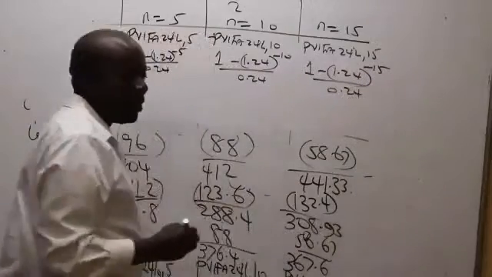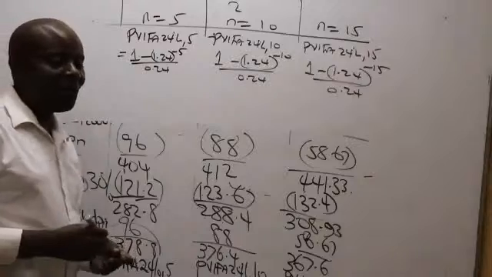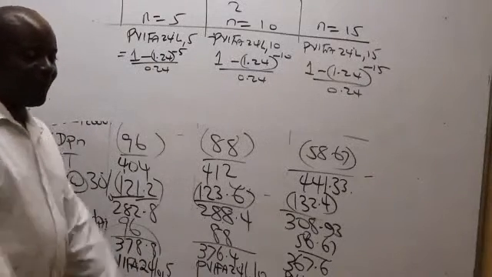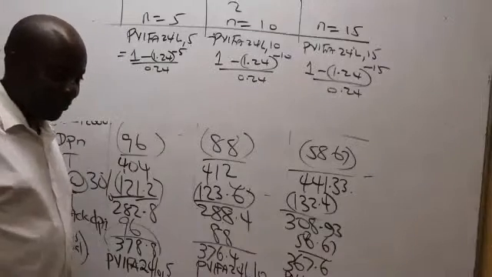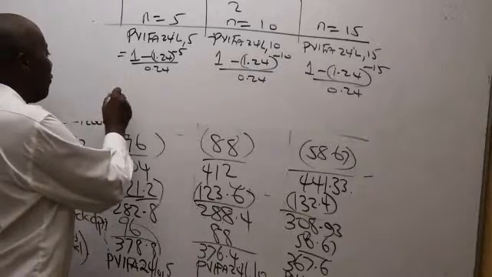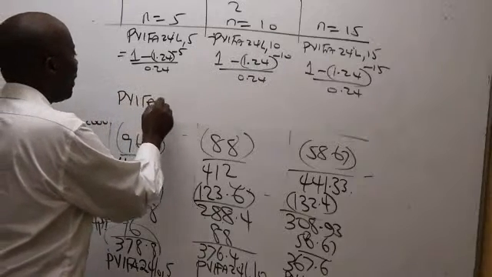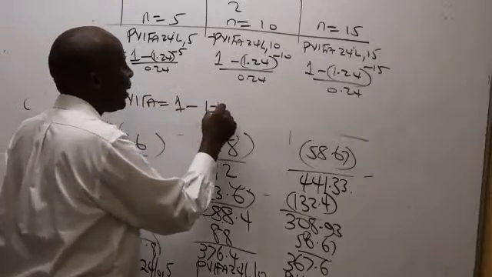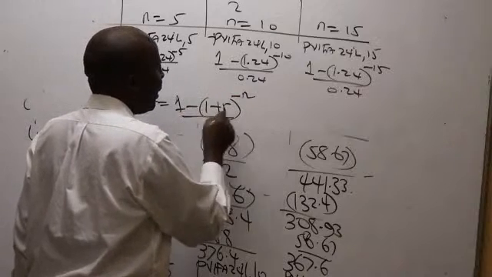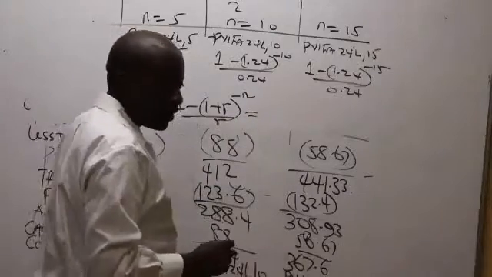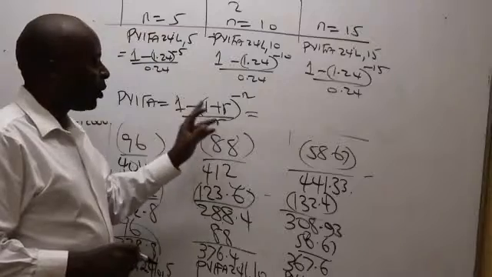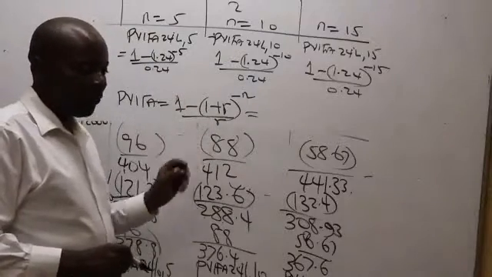I hope you still remember the formula of PVFA. Remember that generally my PVFA formula is 1 minus 1 plus R raised to negative n, everything to be divided by R. So this will be 1 plus 0.24, which is 1.24.